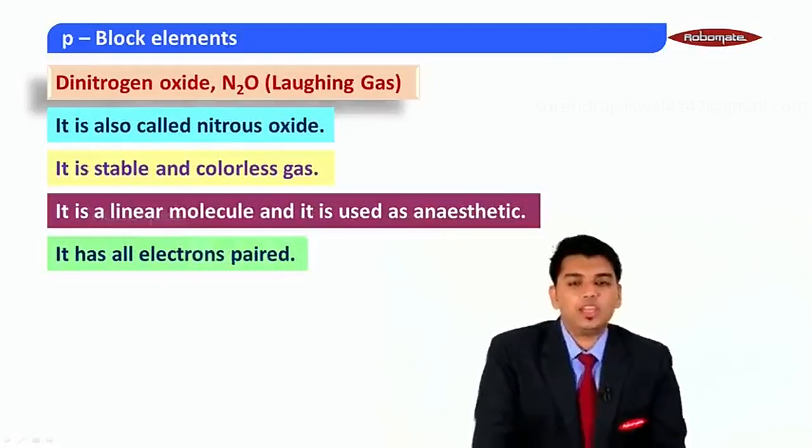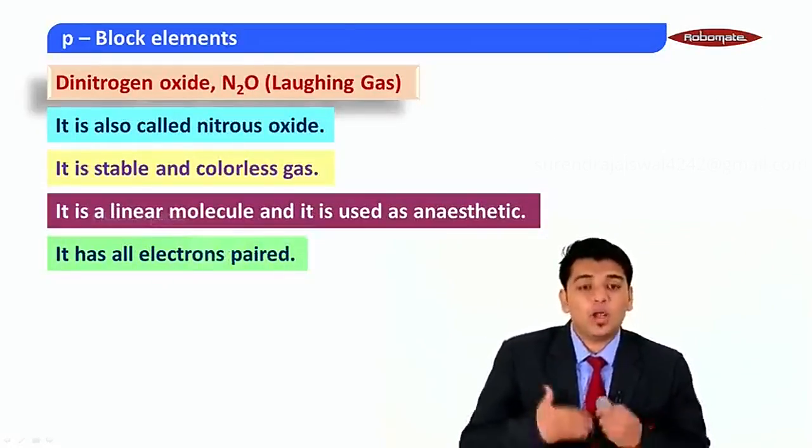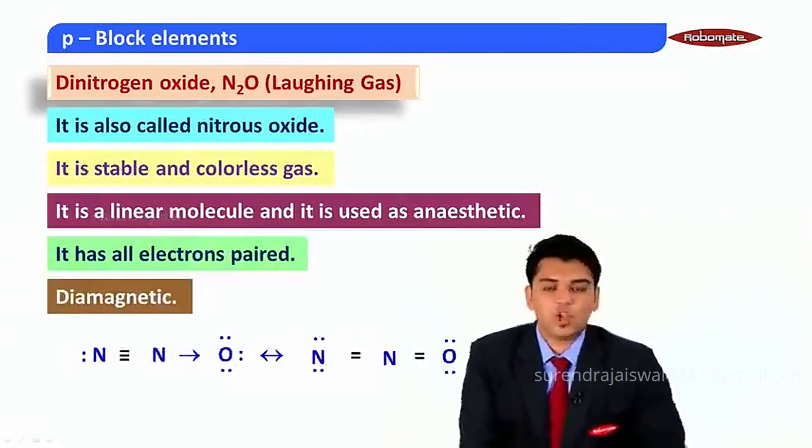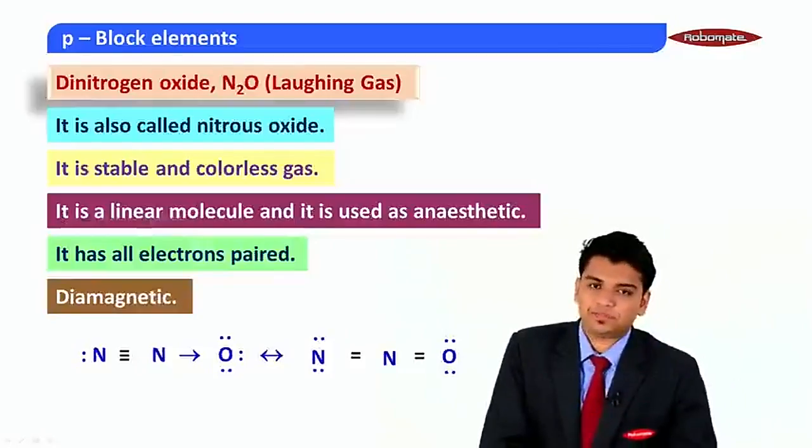It has all its electrons paired, and since all its electrons are paired, it is diamagnetic in nature. And this is how its Lewis structure looks.